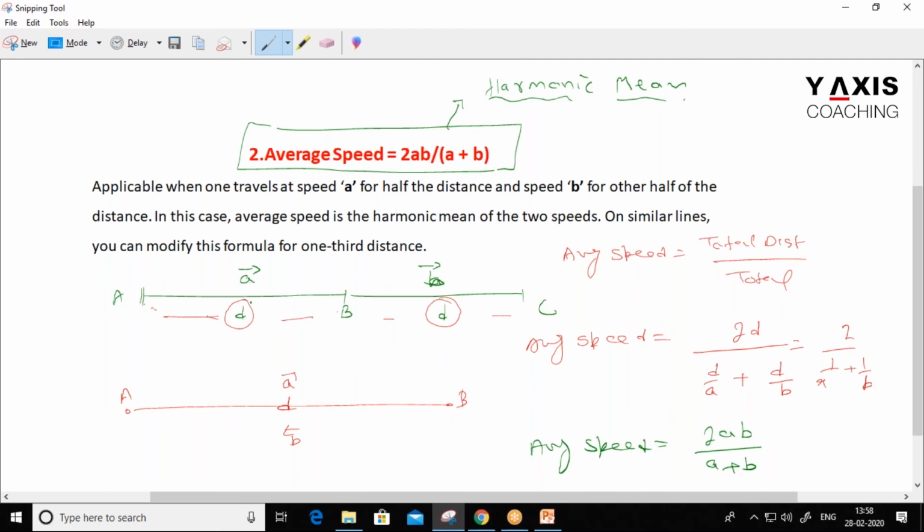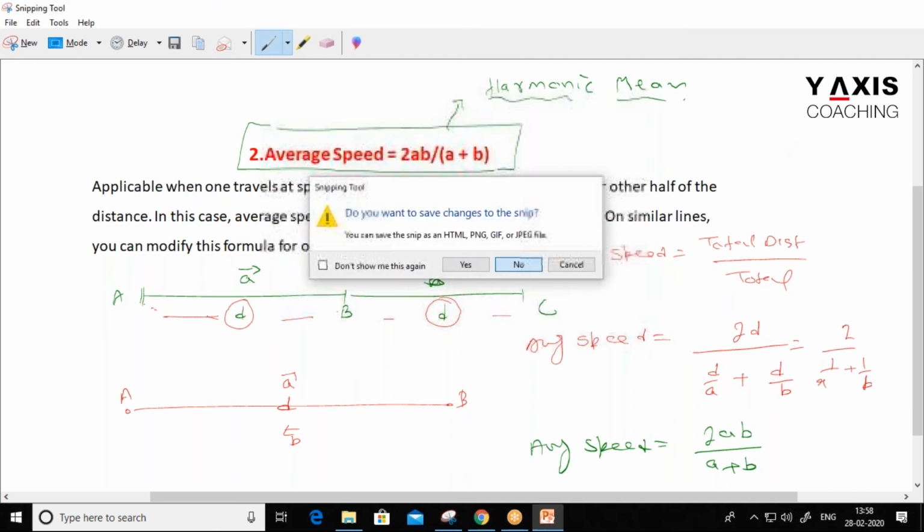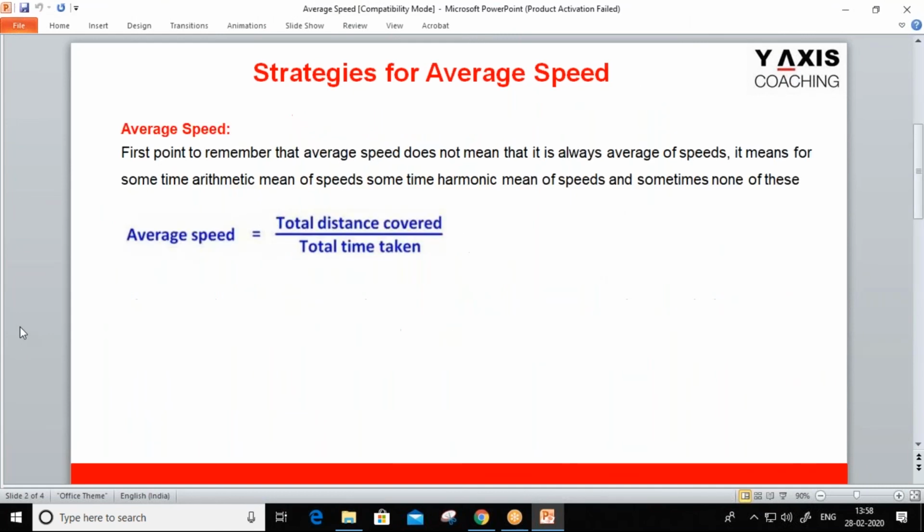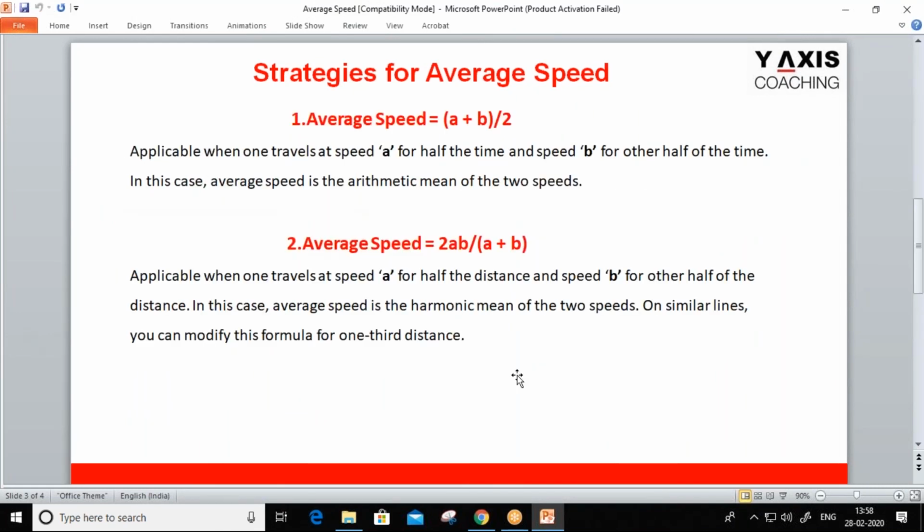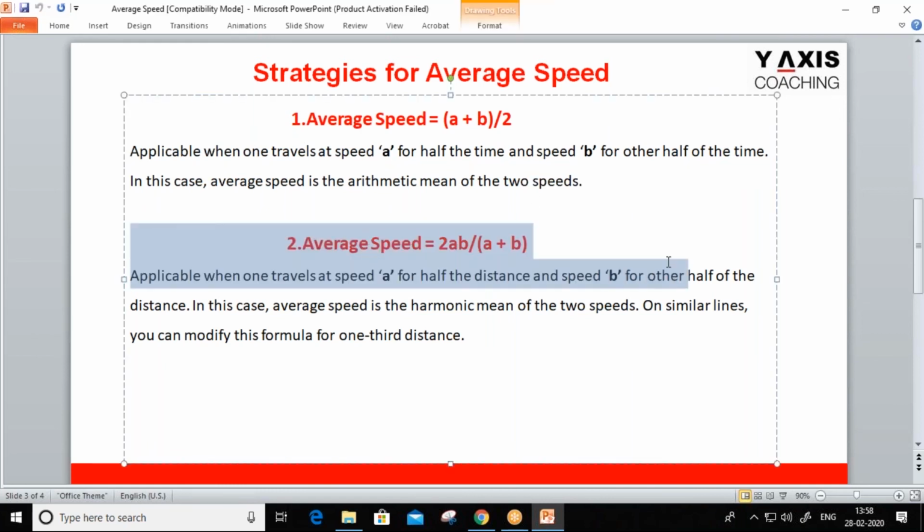If nothing is constant, then we can go with our basic formula. So I'm sure this is clear. If nothing is constant, we can use this. If time is constant, we can use this. If distance is constant, we can use this, right?